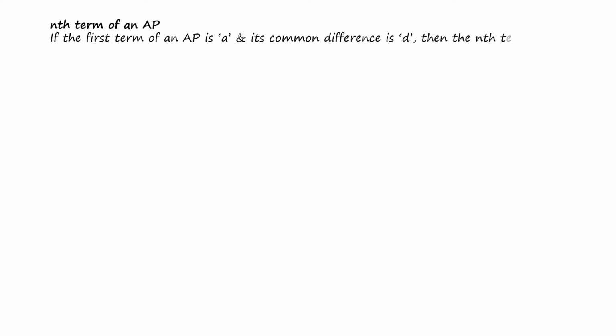Now, the nth term of an AP. It says if the first term of an AP is a and its common difference is d, then the nth term is represented by an equals a plus (n minus 1) times d.